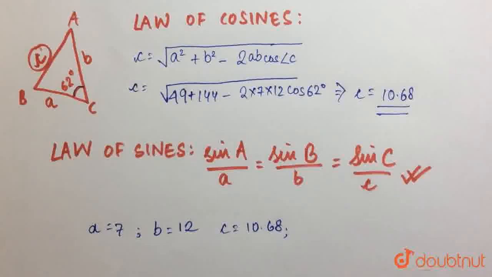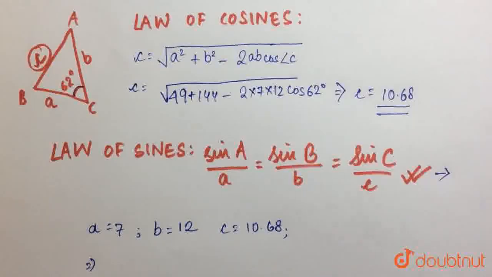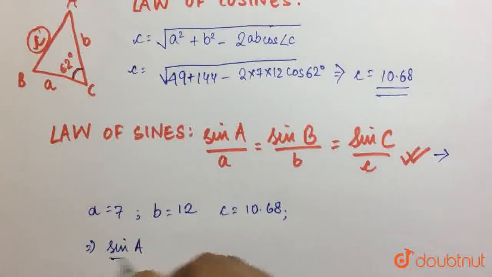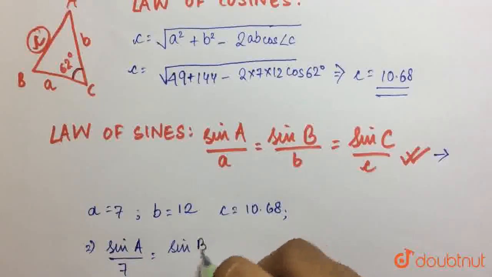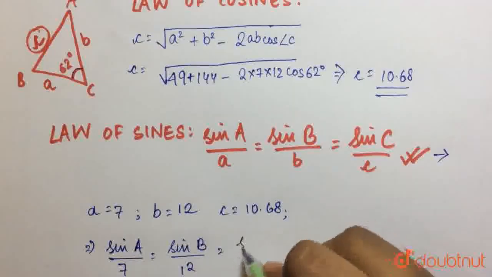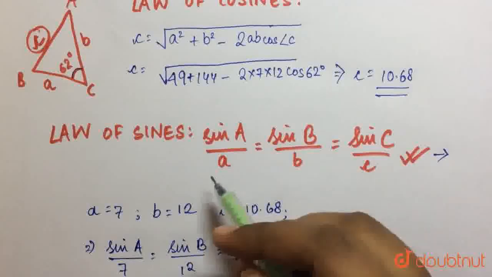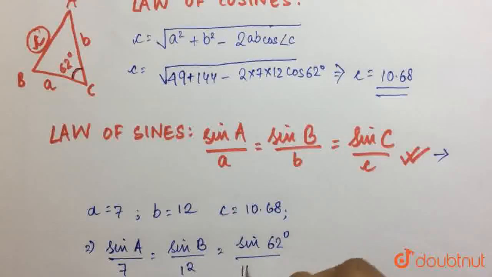See. So this particular equation can be again written as sine of angle A by 7 equals sine of angle B by small b, that is 12, equals sine of 62 degree, that is angle C, by small c. Small c we found out is 10.68, right. So that is the small c.